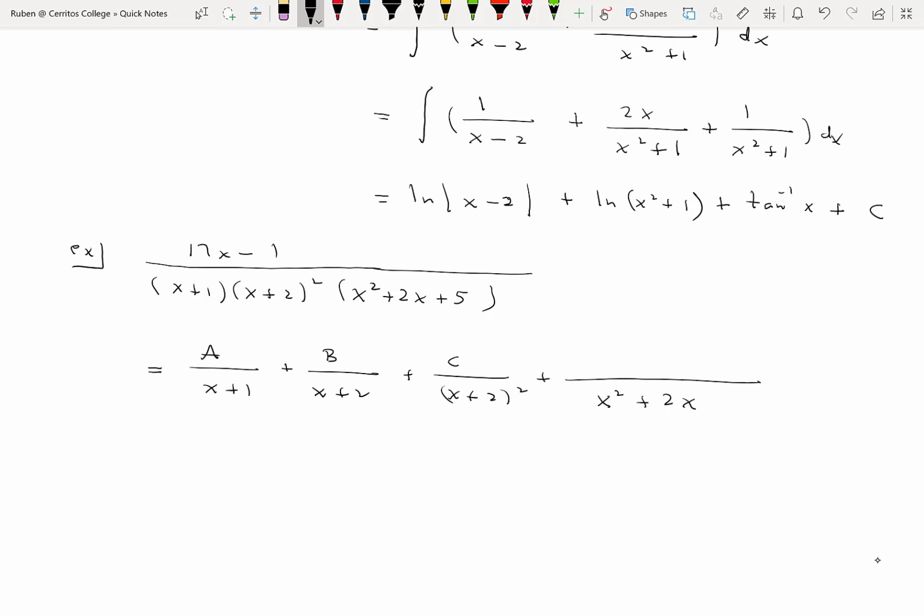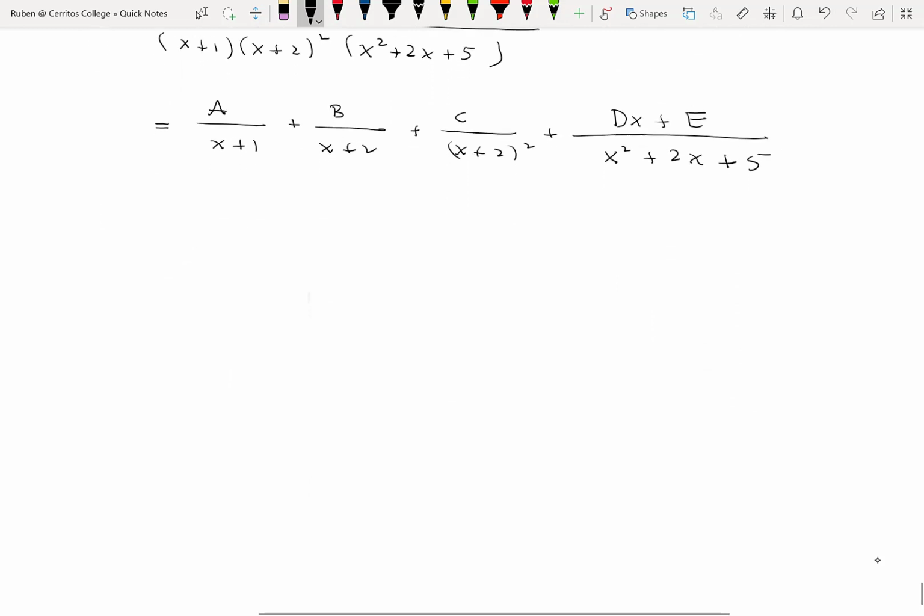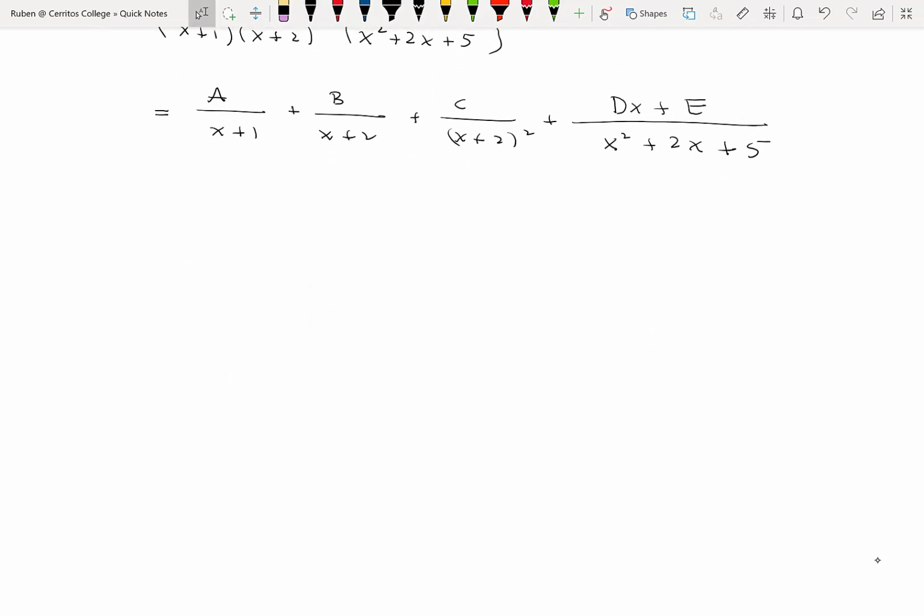Quadratic factor, x squared plus 2x plus 5. And what goes in the numerator? The degree 1 less than 2 would give us dx plus e. Okay, so that takes care of case 1. Now let's take a look at case 2. It won't take us very long.